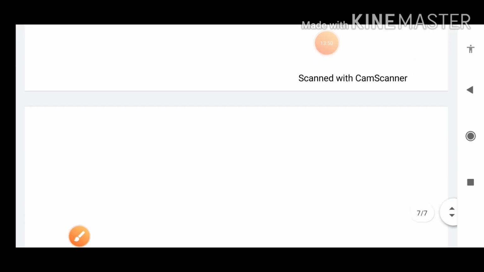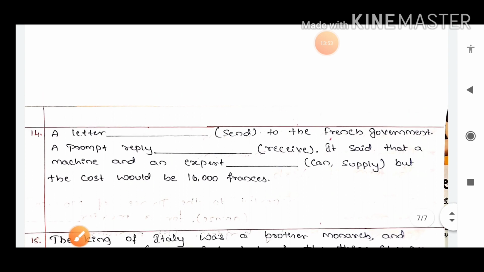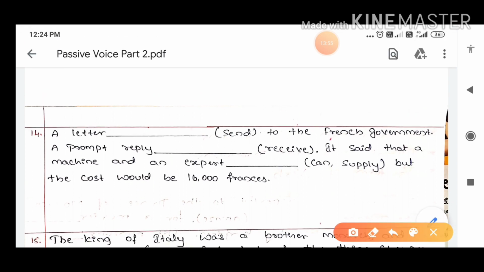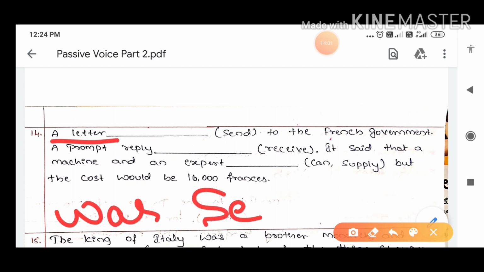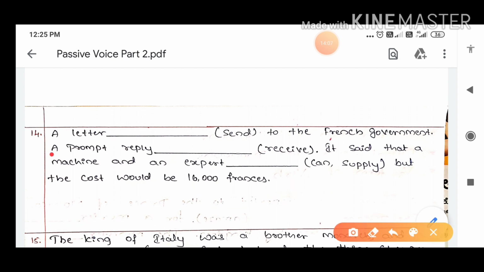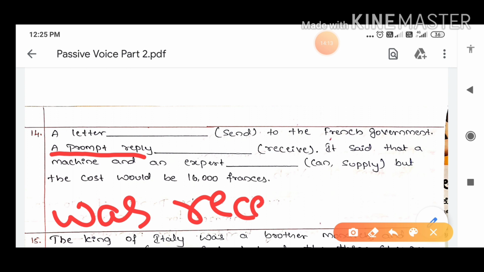So let us move on to another example. A letter, it is a singular, only one word is there in the bracket. So was, and V3 of send is sent. A letter was sent to the French government. A prompt reply, again it is a singular, so was received. A prompt reply was received.